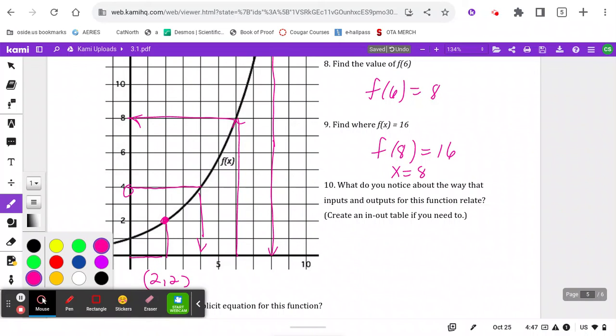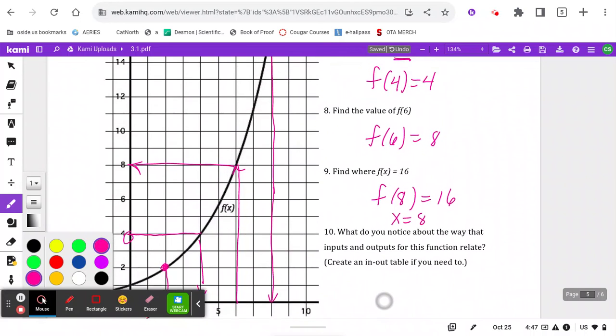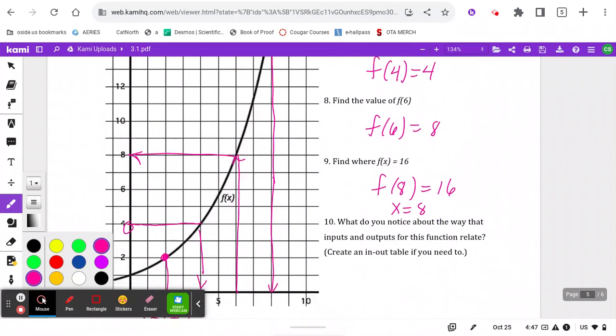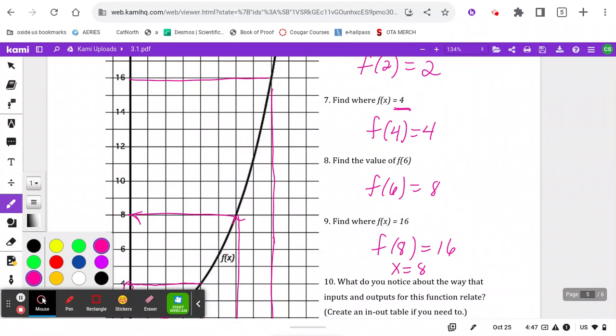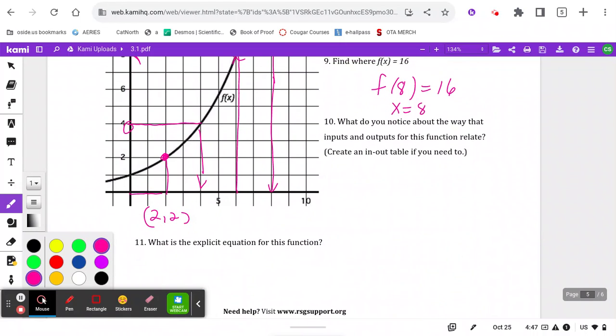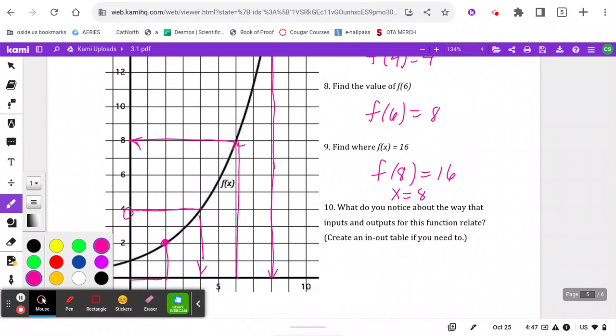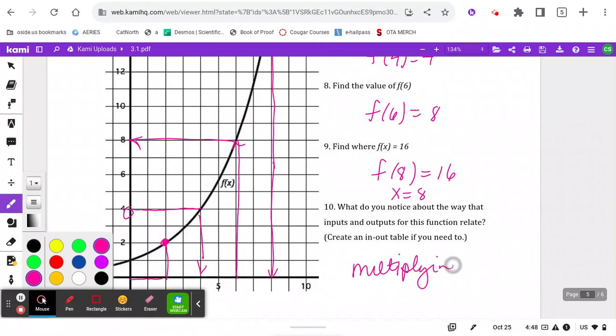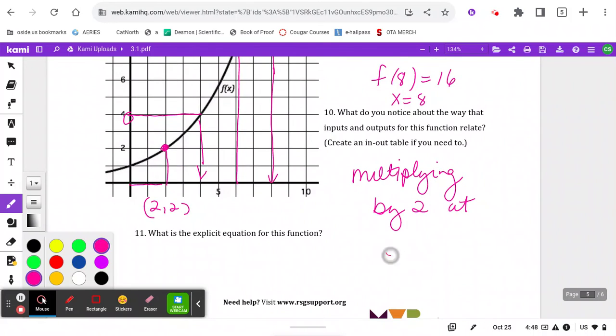What do you notice about the way the inputs and outputs for this function relate? Create an in-out table if you need to. So 2 to 2, 4 to 4, 6 to 8, 8 to 16. Did you notice that it was multiplying by 2 at each step?